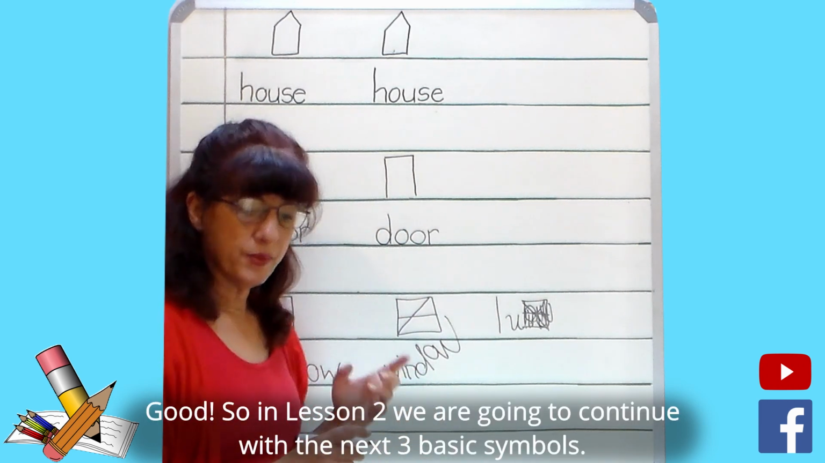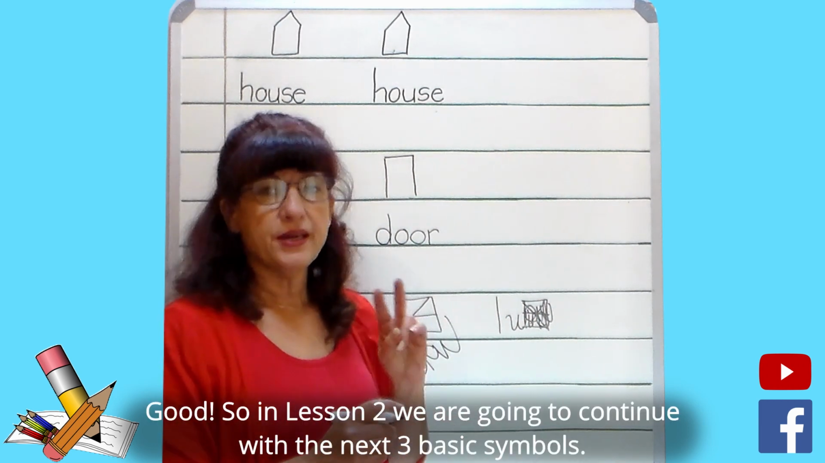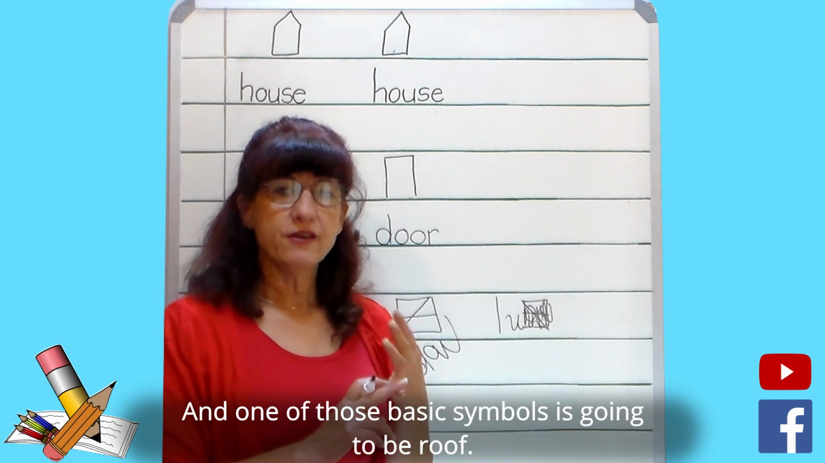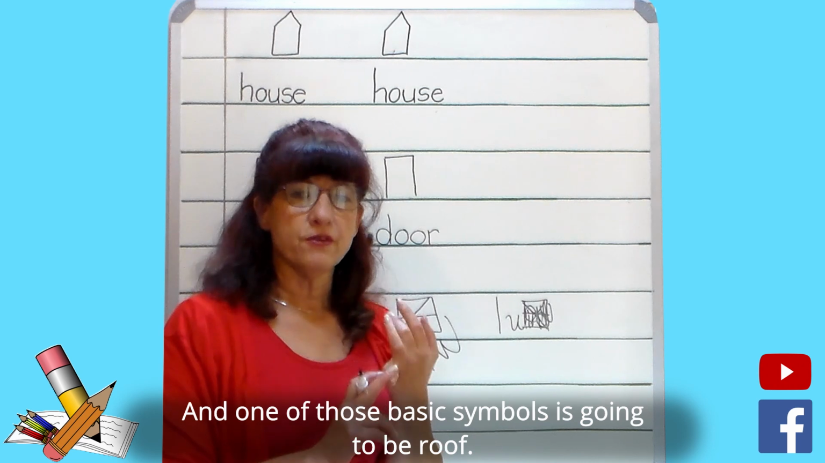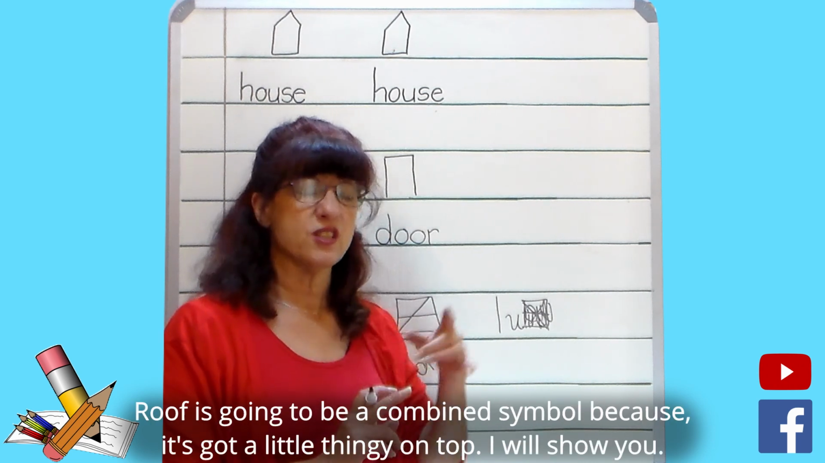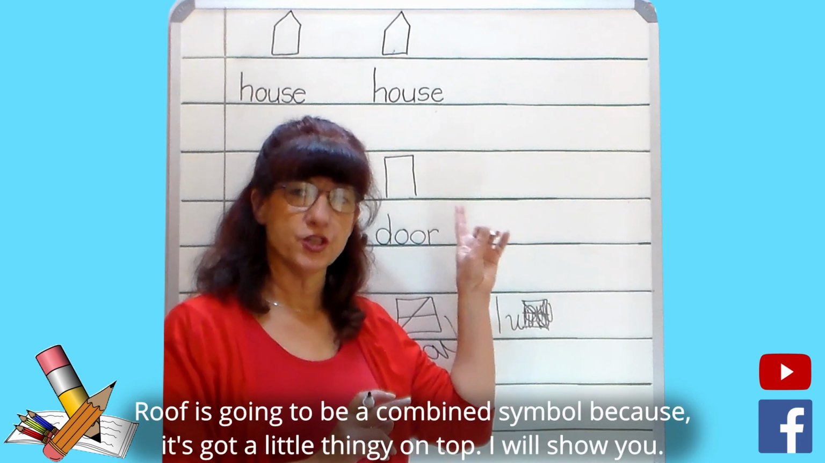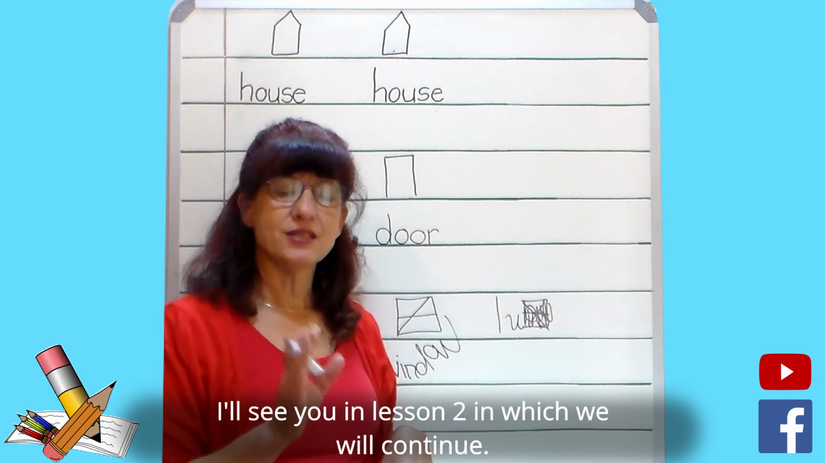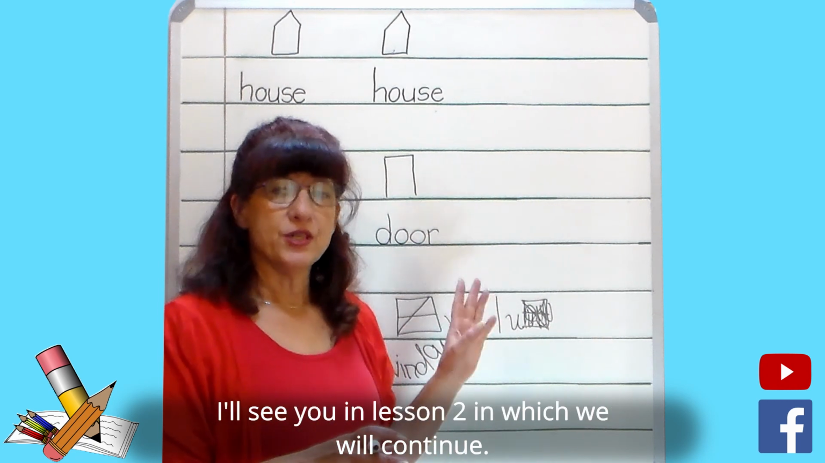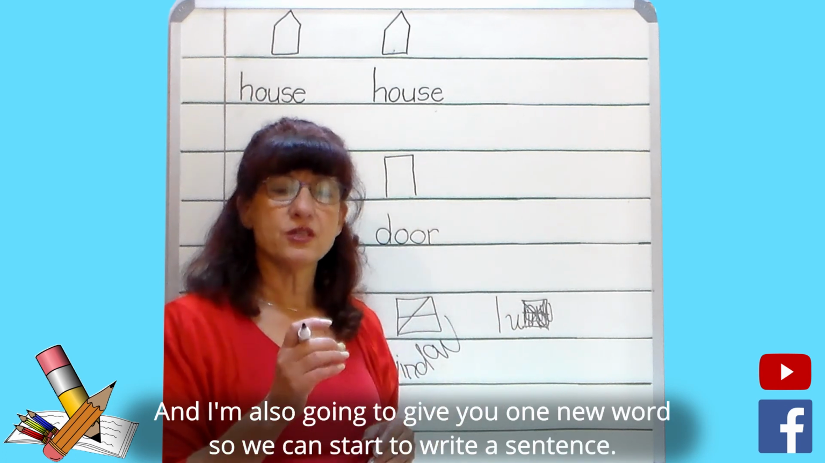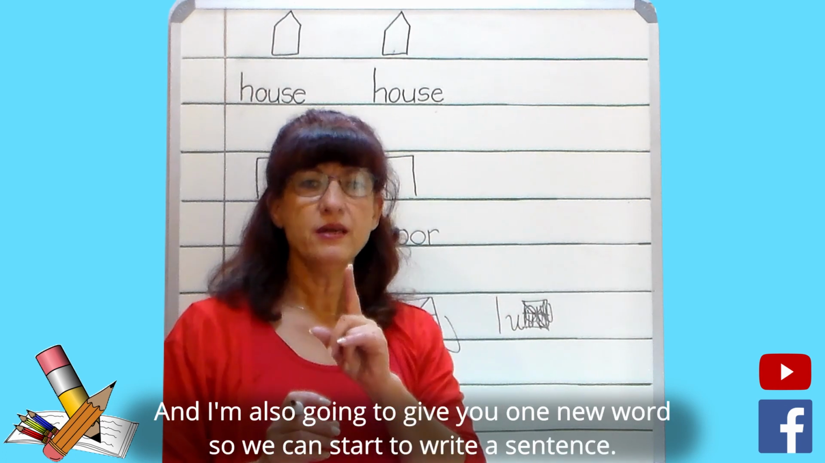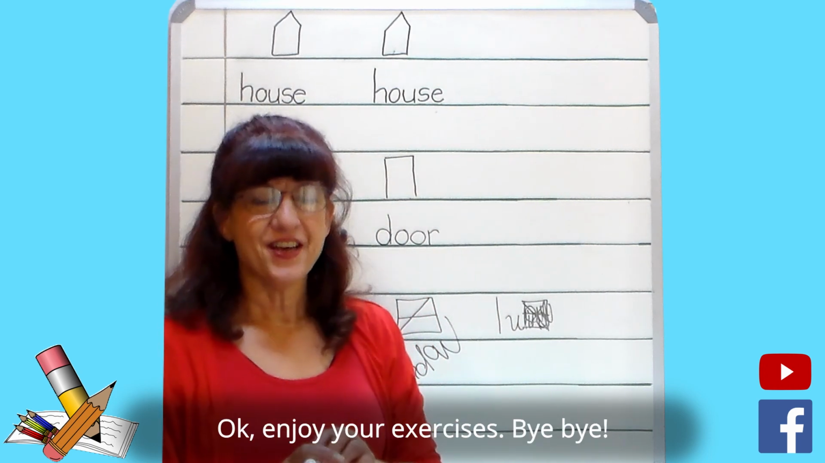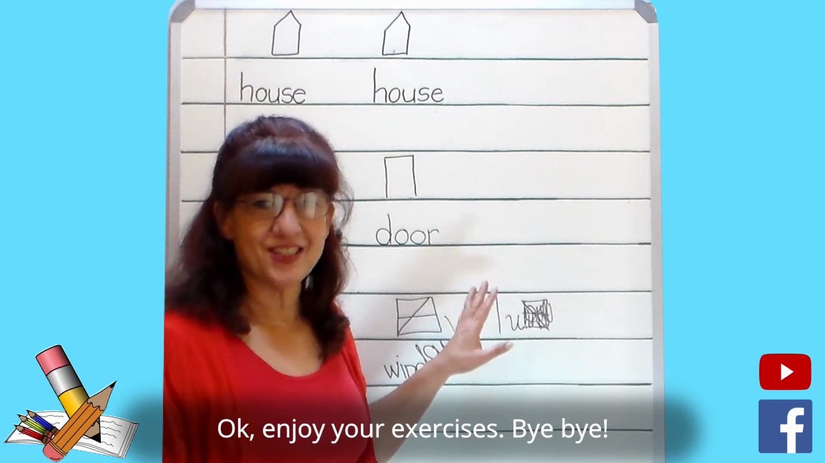Good. So in lesson 2, we are going to continue with the next 3 basic symbols, and one of those basic symbols is going to be roof. Roof is going to be a combined symbol because it's got a little thingy on top. I will show you. So guys, thank you for listening and working with me. I'll see you in lesson 2, in which we will continue, and then I'm also going to give you one new word so that we can start to write a sentence. Okay, enjoy your exercises. Bye bye.